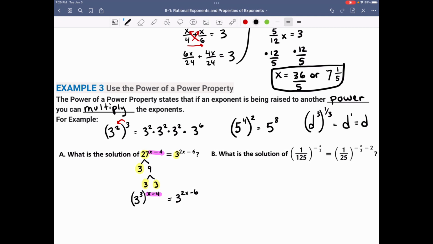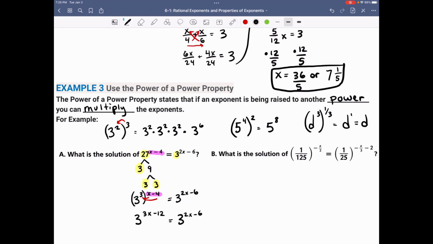So I'm going to distribute that 3 right here to the x and to the minus 4. We're going to multiply those two out. So 3 times, well, let me first write the base 3. 3 times x is 3x, and minus 3 times 4 is 12. That equals 3 to the 2x minus 6.